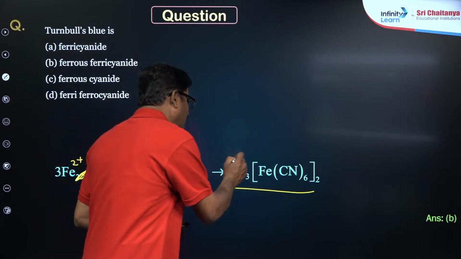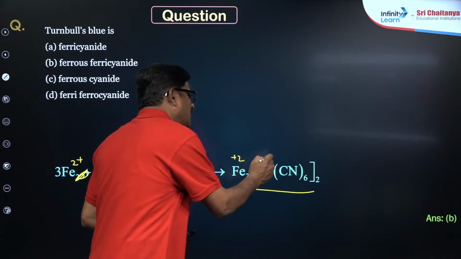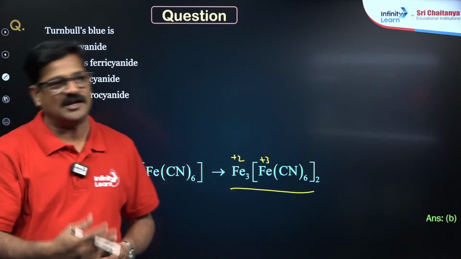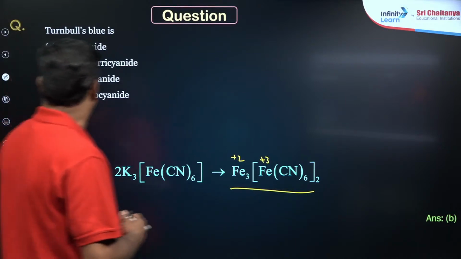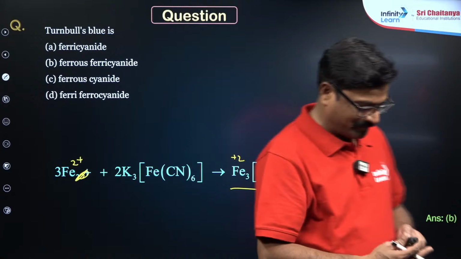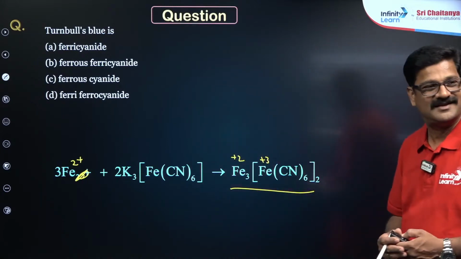In that, iron has +2 oxidation state, and the iron inside has +3 oxidation state. So this is your Turnbull's blue. Okay, and there is one more question like that.